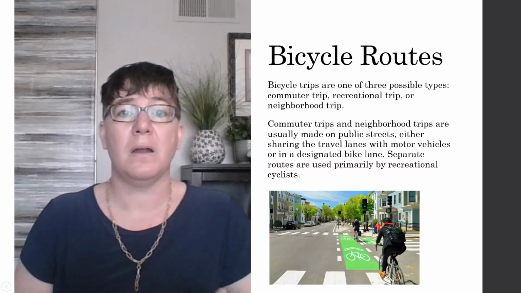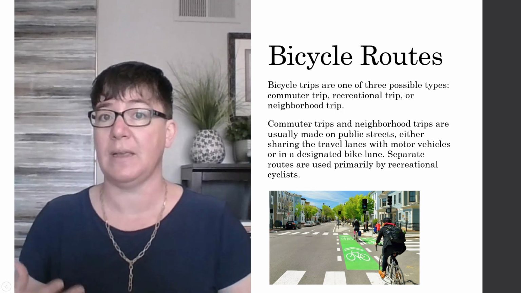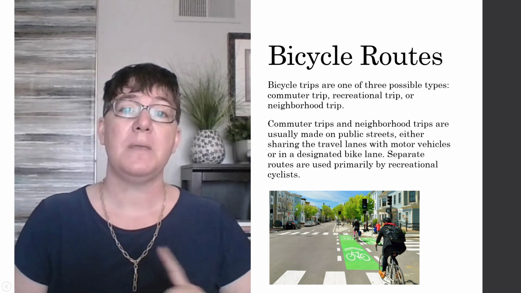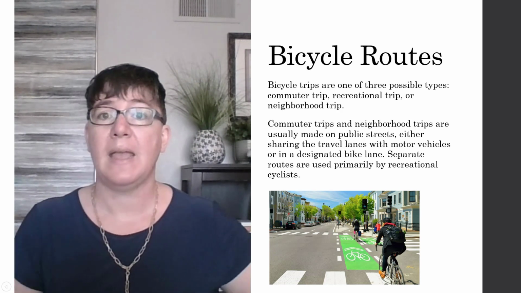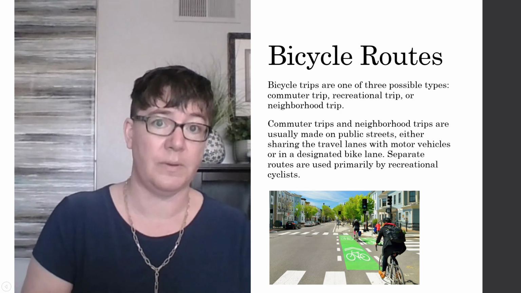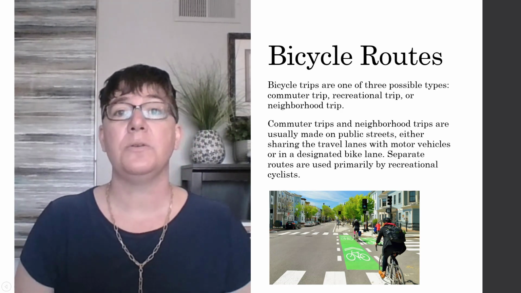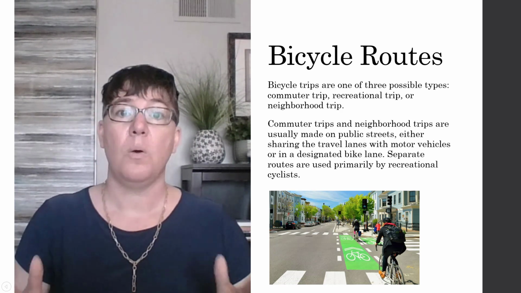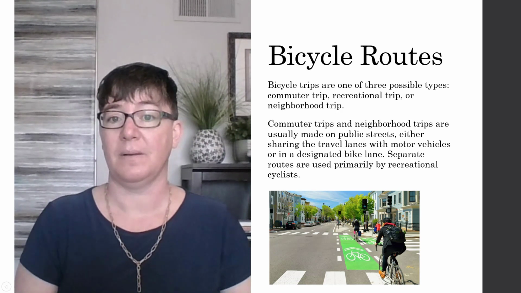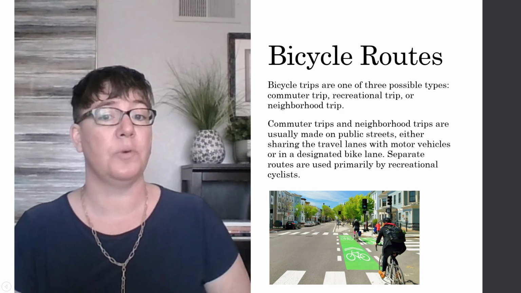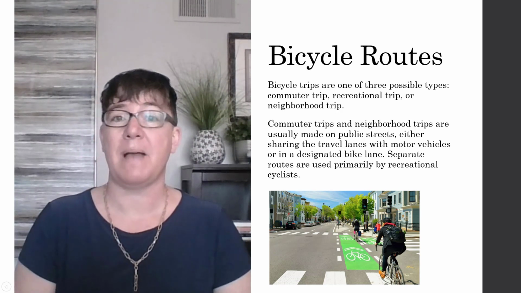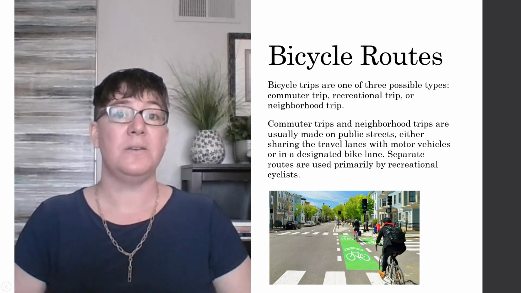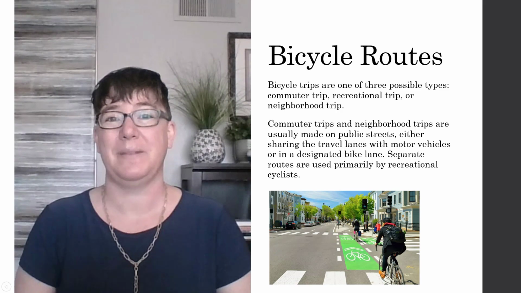Bicycle trips are one of three kinds. You can have a commuter trip, a recreational trip, or a neighborhood trip. Commuter trips, going back and forth from work, and neighborhood trips, somebody's going to the grocery store or the library, are usually made on public streets. They can share the travel lanes with cars, or there can be a designated bike lane. Separate routes like paths through a park, etc., are used primarily by recreational cyclists, people who are enjoying themselves for the day, and not commuters or neighborhood trips.